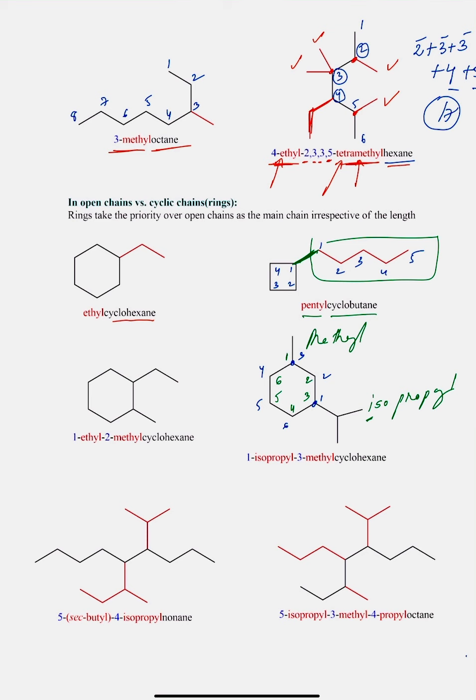Now let me look at the substituents one by one. If I look at the substituents, I have an isopropyl group and I have this group, which is 1, 2, 3, 4, a butyl group, and the secondary carbon is attached to the parent chain. That's why that becomes secondary butyl group. Now the question is how to number it. Should I number it from here? Or should I number it from here?